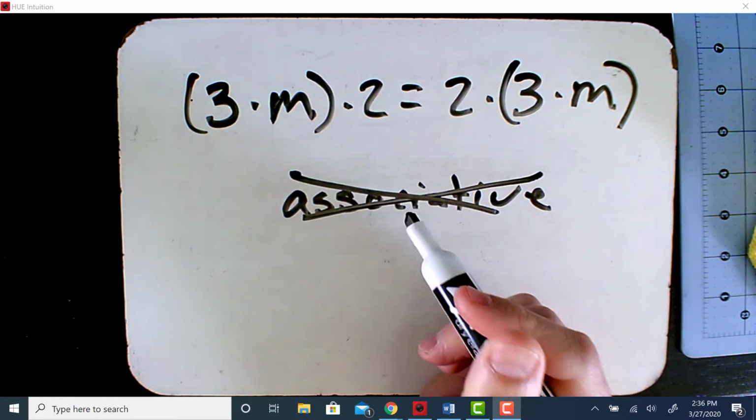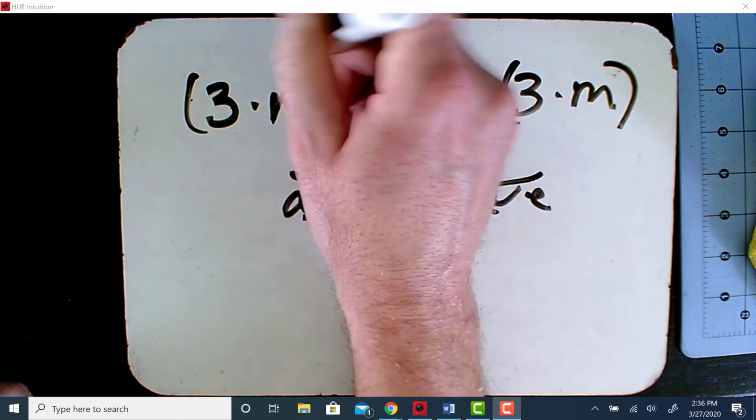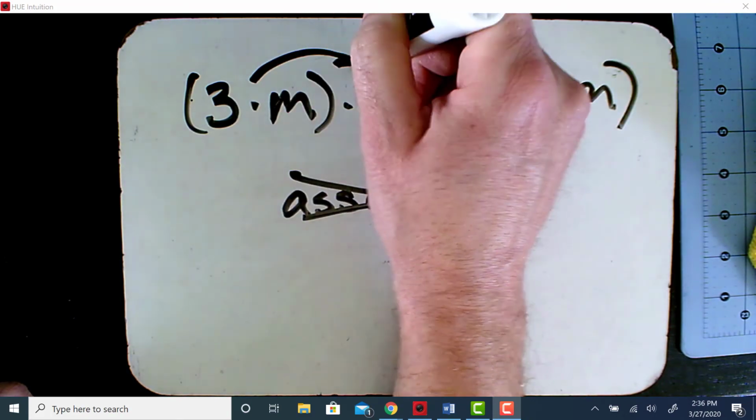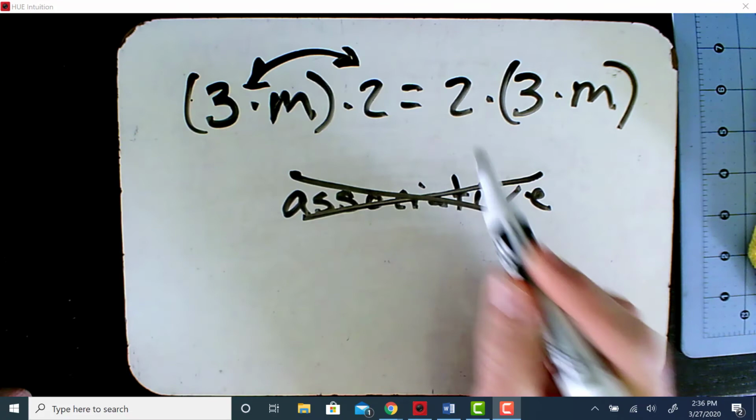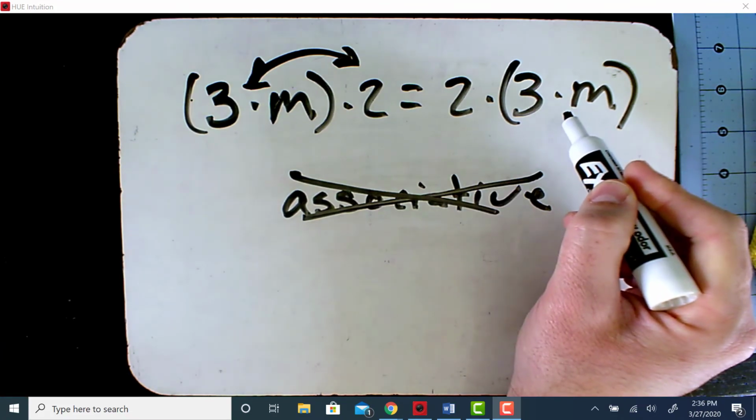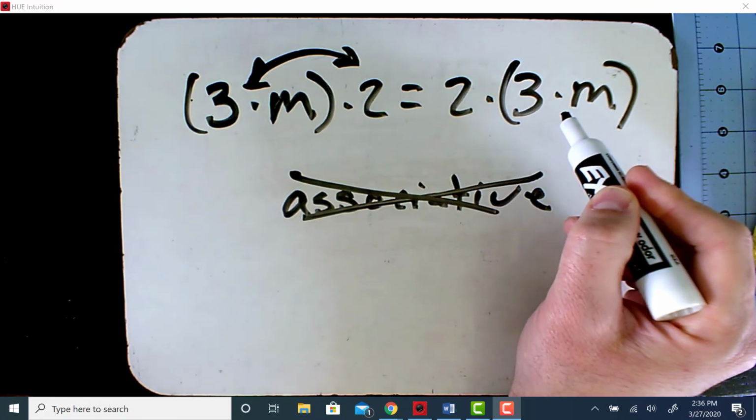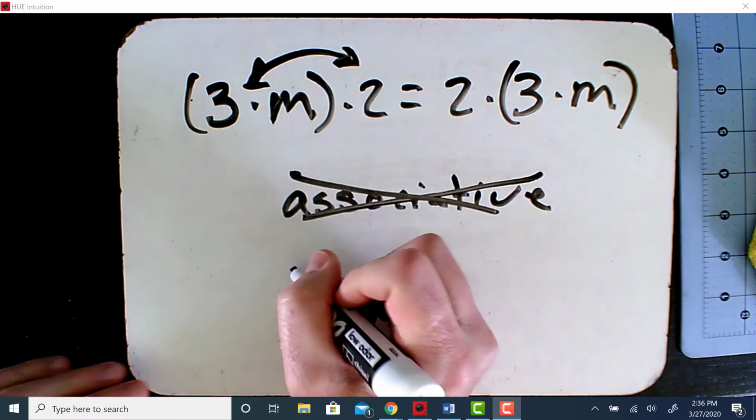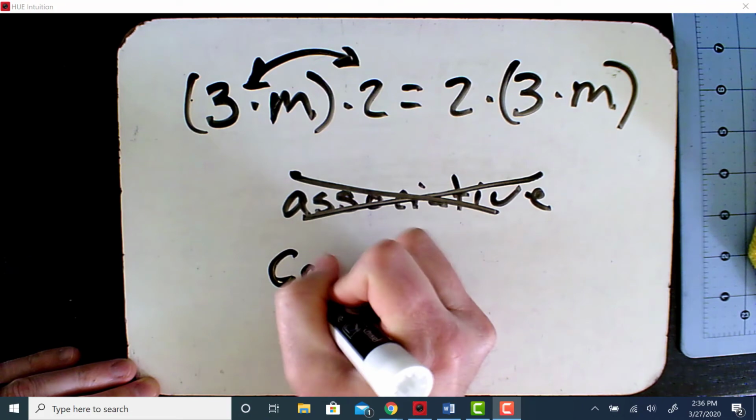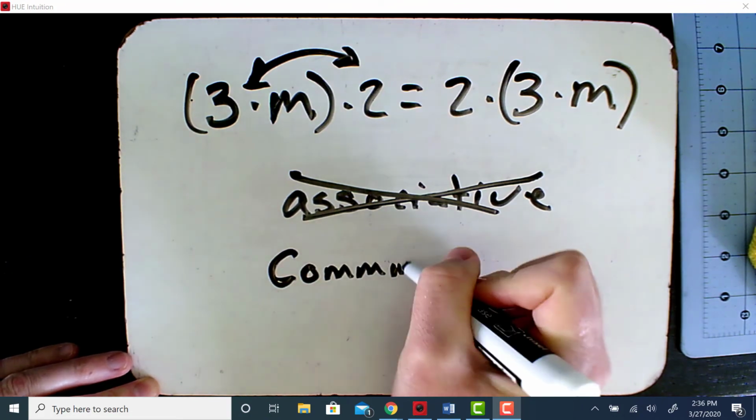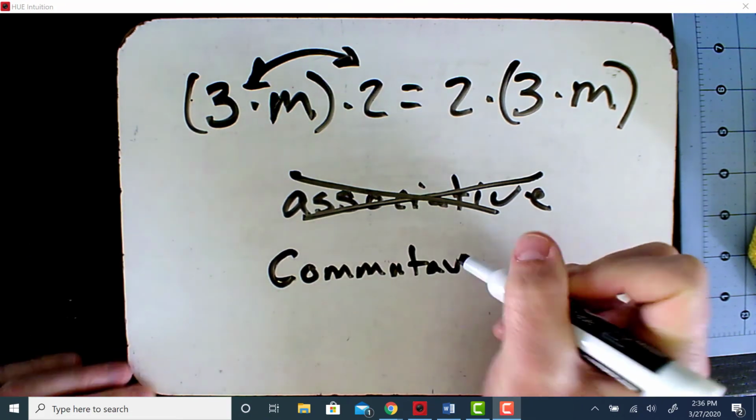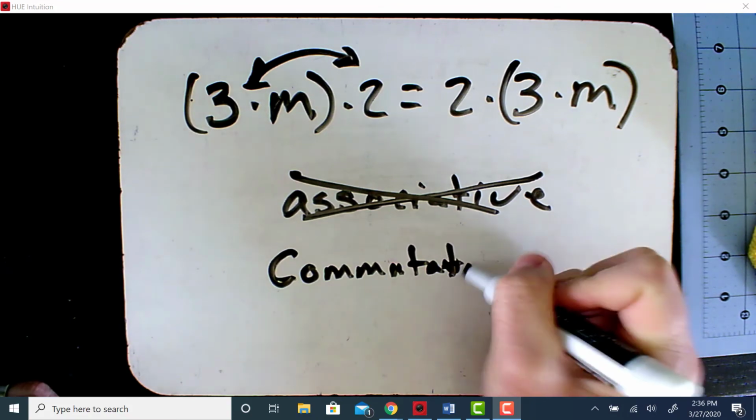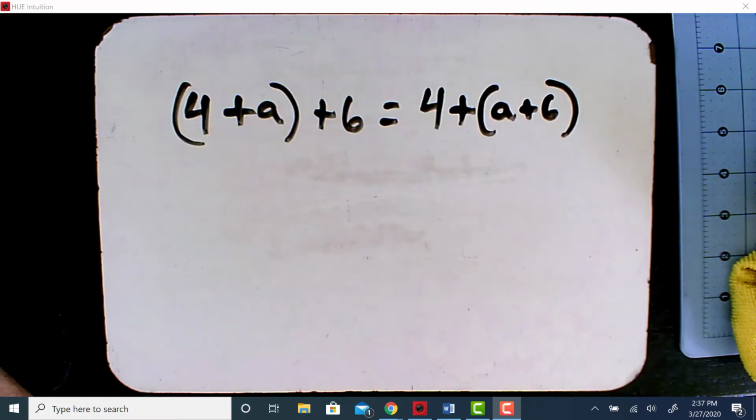However, what happened here is we had the 3 times m and the 2 trade places when we came to this side. And because we were changing the order of the terms, or the things that were being multiplied, that means we're dealing with commutative property, because we were changing the order that they were being multiplied in. Here's one more example of the properties being applied.